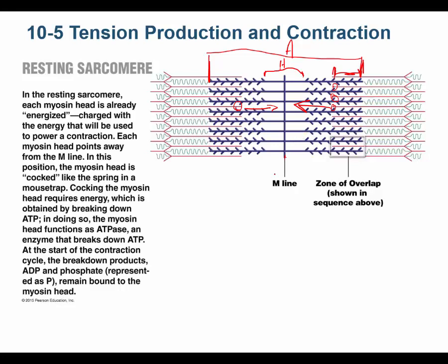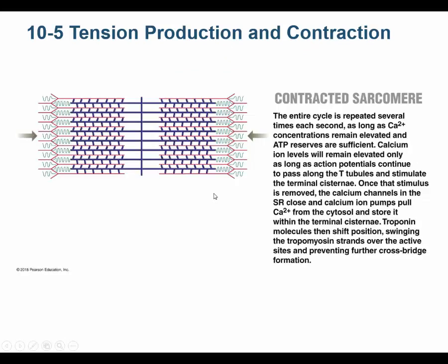However, none of these myofilaments get shorter. The sarcomere gets shorter, but the filaments slide past each other and they don't get shorter. So it's called the sliding filament theory of muscle contraction. And this is a contracted sarcomere.